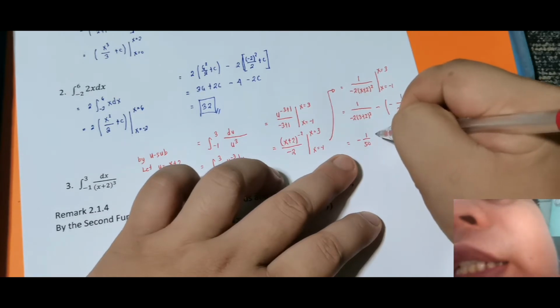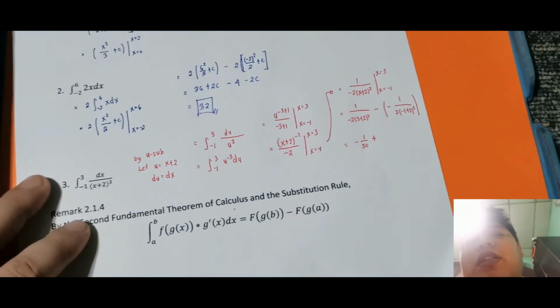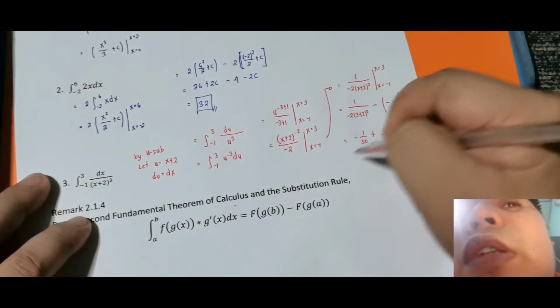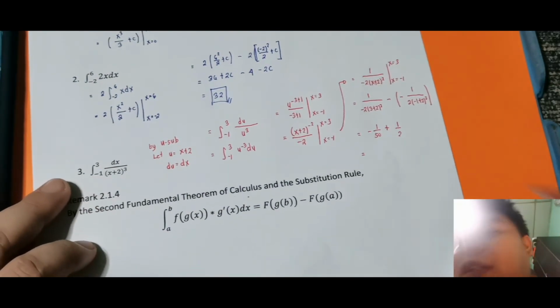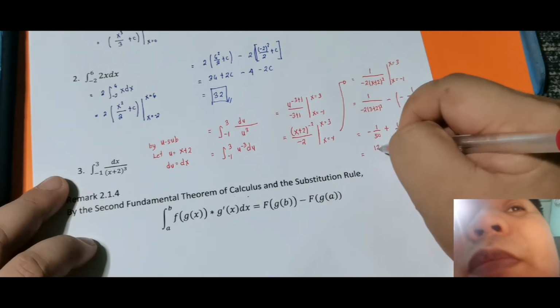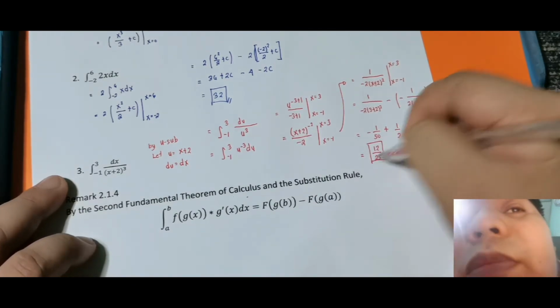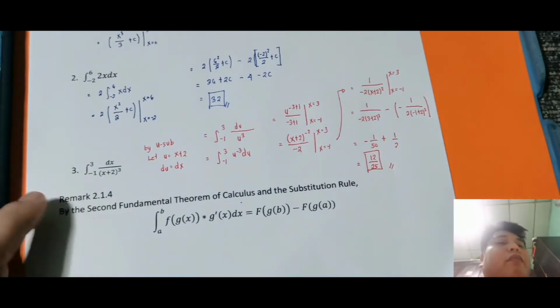Then plus, kasi negative times negative, then ano mangyari doon? That is 1 square, that is 1 over 2. Okay, so therefore, ano yung magiging final answer natin? So this is just equal sa 12 over 25. So, hindi ko na pinakita yung fraction kung paano gawin, kayo na bahala dyan. So, therefore, ito yung kanyang integral.